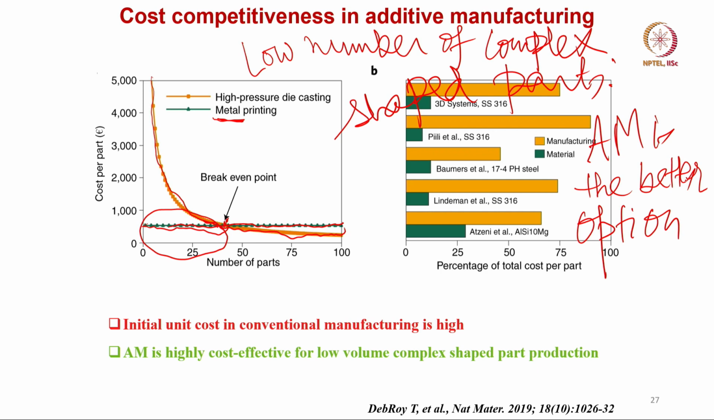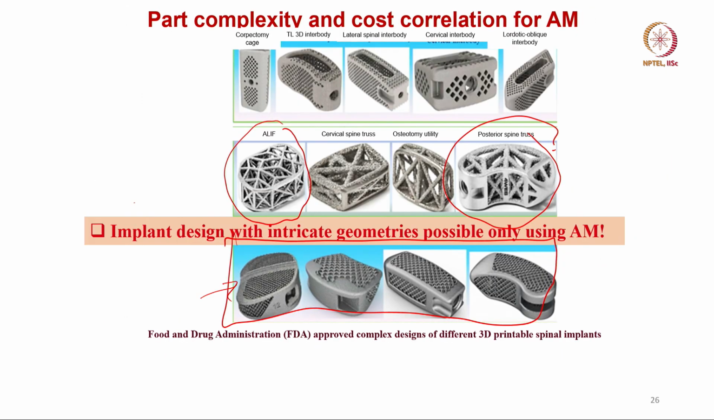So, the right hand picture essentially shows us percentage of total cost per part, and here manufacturing versus material. There are different types of materials that have been mentioned. One is stainless steel 316, one is 17-4 precipitation hardened steel, another one is aluminum silicon 10 magnesium alloys. So, this SS316 by far is most widely investigated by 3D Systems and different other individual research groups. 3D Systems is a company which sells the manufacturing machines, and if you see, the manufacturing cost is much higher compared to the material cost in those kind of cases.